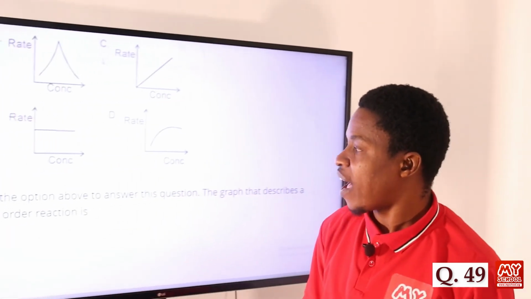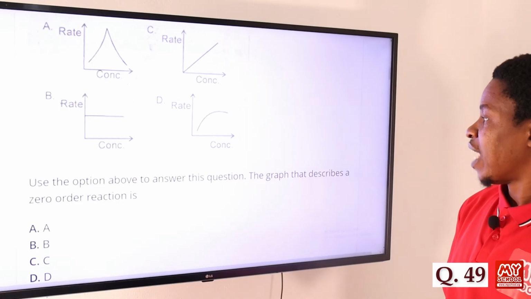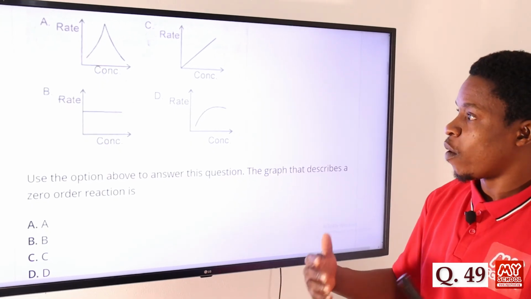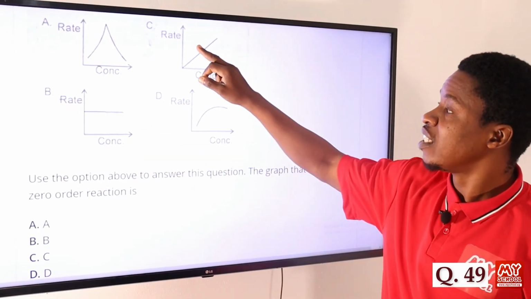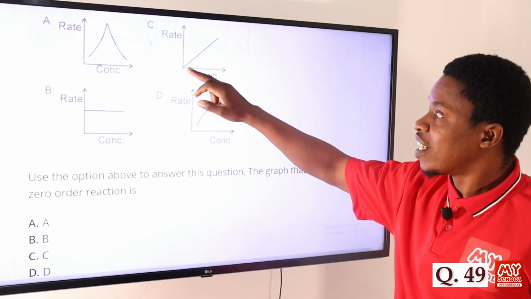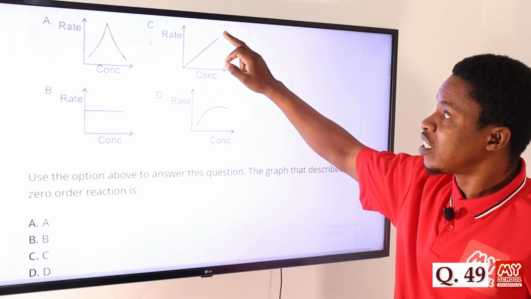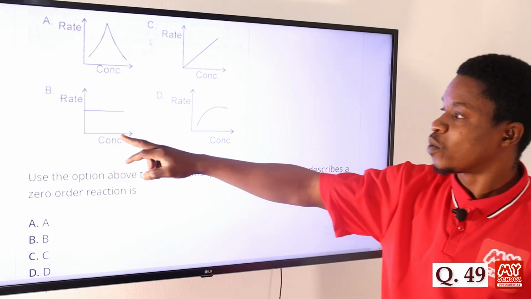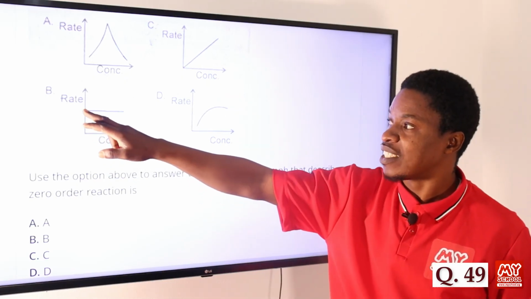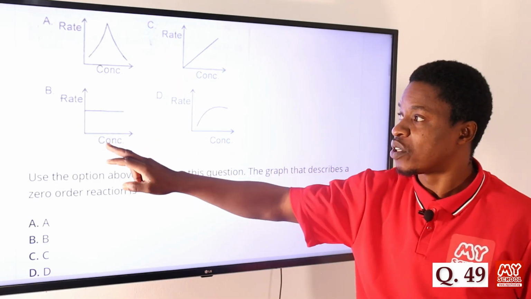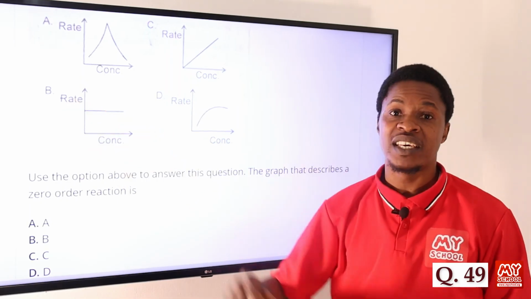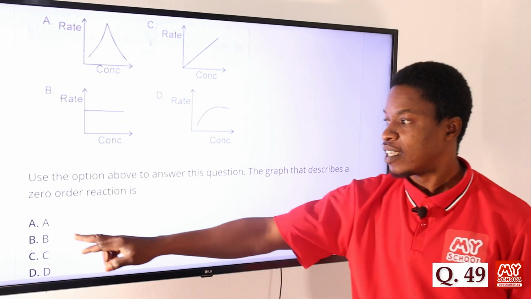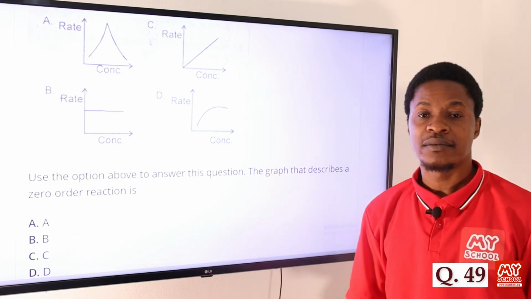We are asked to find the one that describes the zero order reaction. For what we just saw now, this is for first order. You can see it passing through the origin. As rate is increasing, concentration increases too. Then this one is actually for zero order. You can see the rate remains constant as concentration increases. So option B is the right answer. Option B is the right answer.